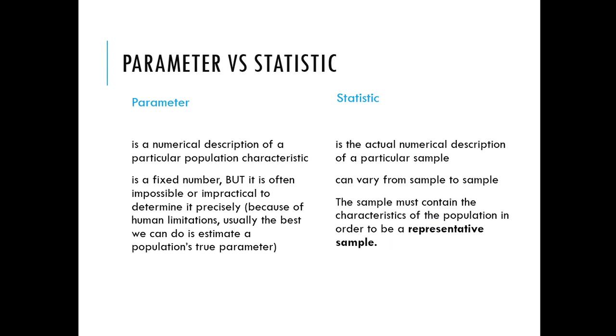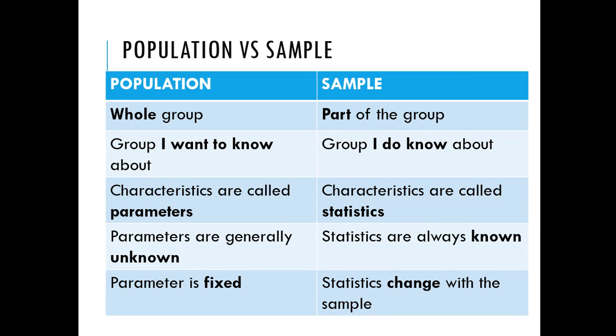So populations have characteristics called parameters, and it's a numeric description of that population's characteristic. It's a fixed number, but it's kind of impossible to determine if it's precise. Where we can look at a statistic, which is the actual numeric description of a sample, and it varies from sample to sample. So we have to be careful and get a representative sample so we can talk about the population. So again, populations versus sample.